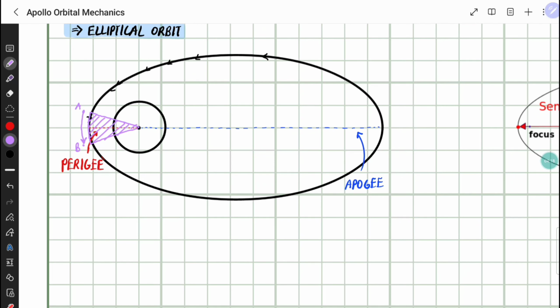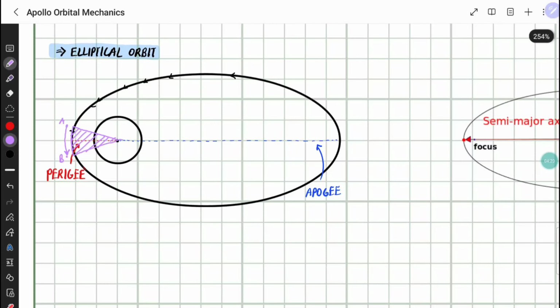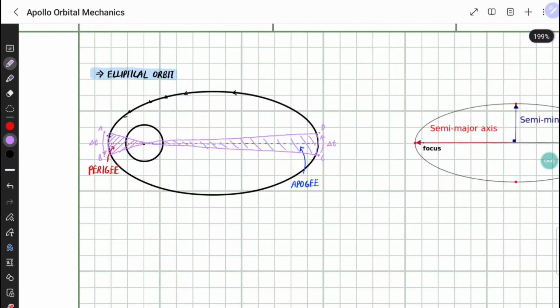That area you sweep relative to the center of the orbiting body is the exact same as if you're going towards apogee, where you're much slower and you're going from point C to point D. This is of course not to scale, but the idea is that these swept areas are the same, given that the delta t, or the time that it takes for you to orbit that specific segment, is the same.